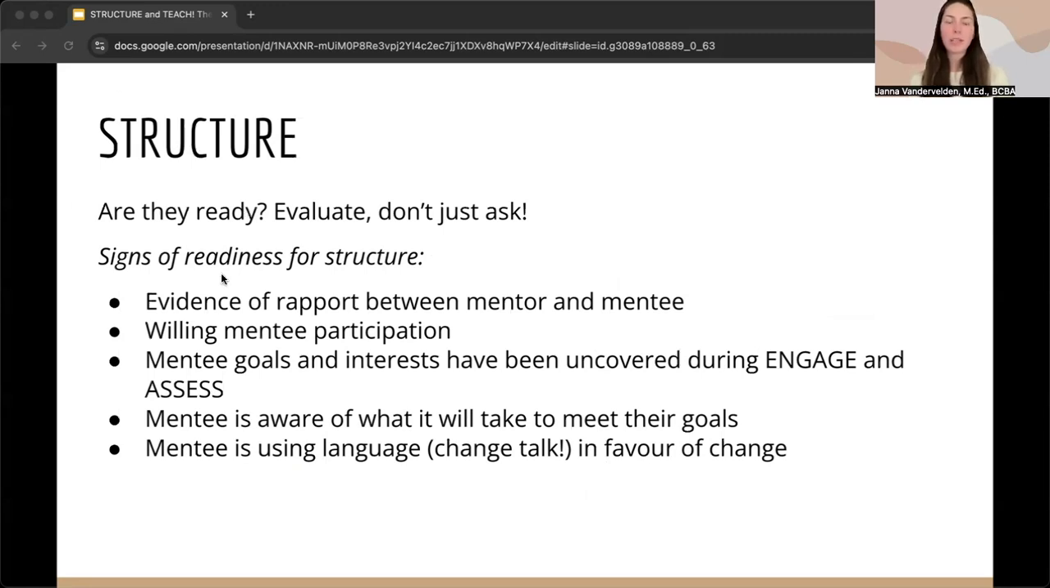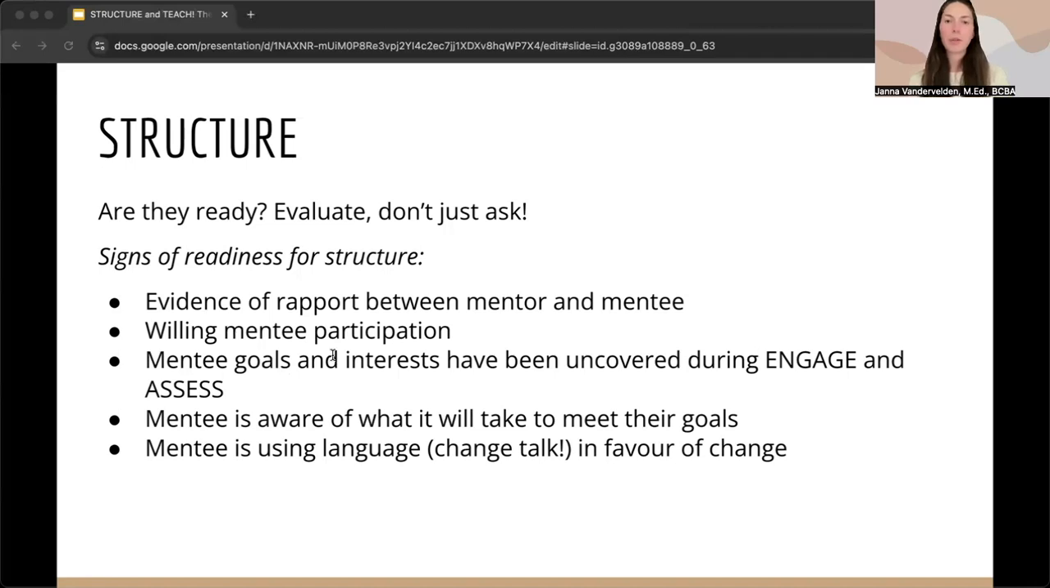When looking to make that transition from engage into sessions that require some more active participation from the mentee, it is important to keep in mind that this may be a delicate process, and you don't want to jeopardize the relationship you've worked so hard to build by moving too quickly into doing too much.